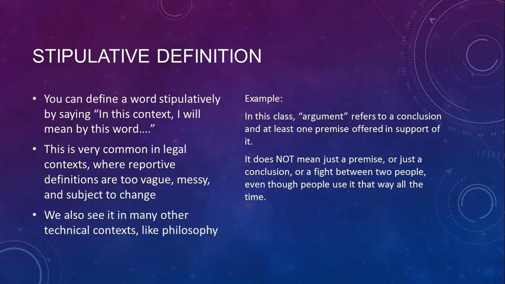Let's look at another type, so stipulative definitions. You can define a word stipulatively when you do the following. You say, in this context, by this word, I will mean. It's extremely common in legal contexts where life or death decisions are made on the basis of the meaning of words, and all that stuff I just told you about Wittgenstein suggests that the meaning of words is a slippery object.